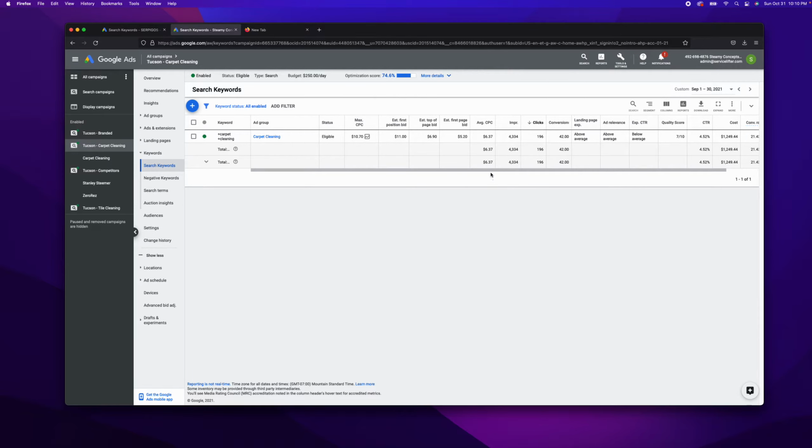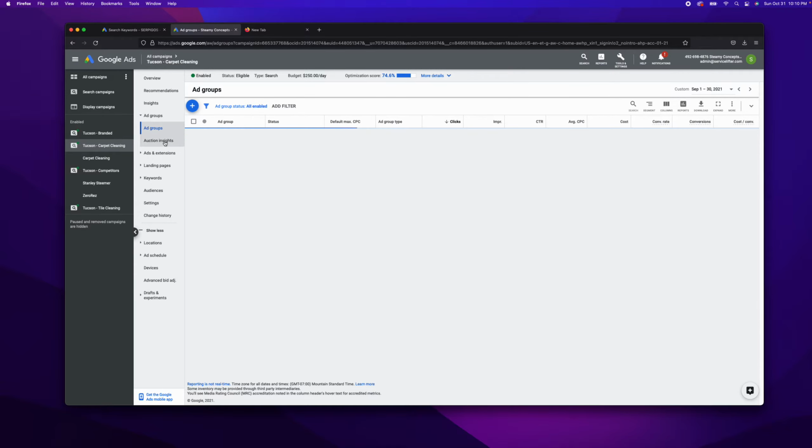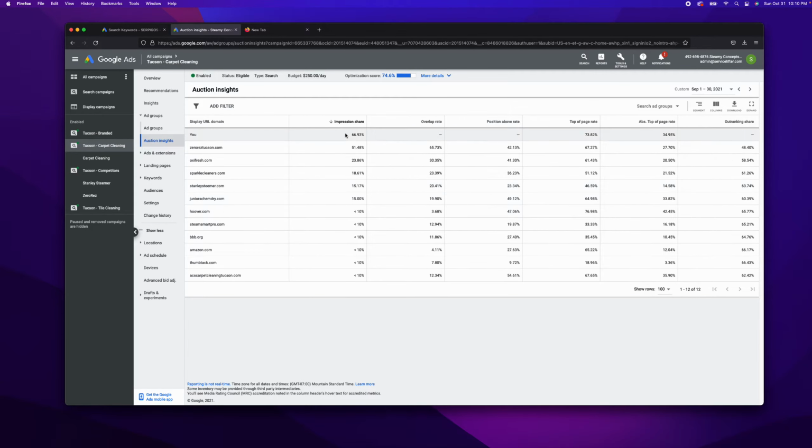Just for being at the top of the page for most of their keywords and terms with an average CPC of $6.37. Now remember, just because you set a max CPC and this is the estimated first position bid, doesn't mean Google's going to charge you all $11. It just means that you are willing to pay up to that amount to be at the top of the page. So again, if we come over here and we go to auction insights, you'll see that we come up 66.93% of the time, which is higher than everybody else. Top of page rate is 73.82%.